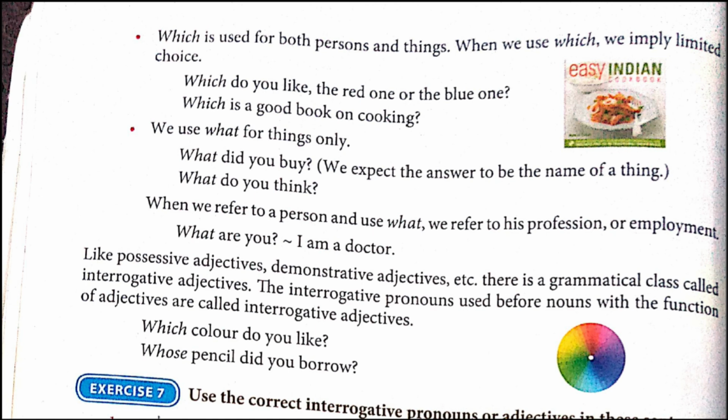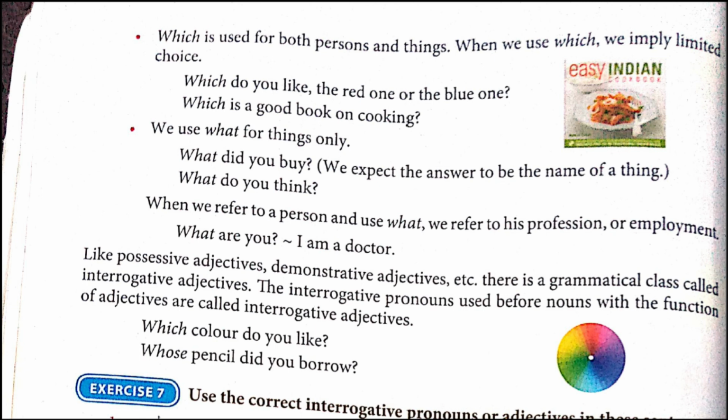One more rule. We use what for things only. So when you're talking about things, you'll be using what. How will the question be given? Let's see examples. Dash did you buy? So what did you buy? Next one. Dash do you think? What do you think? In the first one, what did you buy, we expect the answer to be the name of a thing. There can be many random answers, but you will be using a thing only.